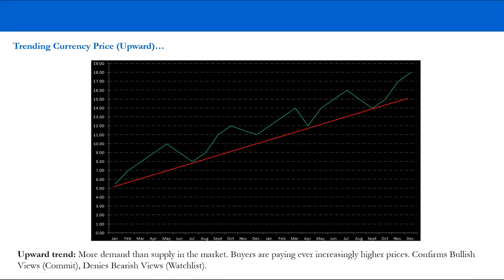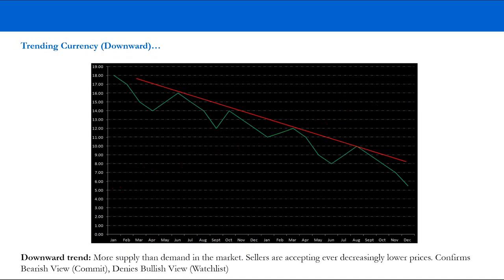But what about if we have the opposite situation, where we have a currency pair that's trending downwards in value? So we have a downward trend. Well, we've basically just got the opposite situation as before when we looked at upward trends. We've got more supply than demand in the market, and sellers of the currency pair are accepting ever decreasingly lower prices. And this basically is the opposite to our upward trend in terms of our committal of capital.